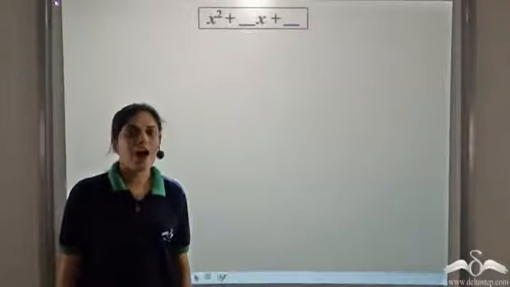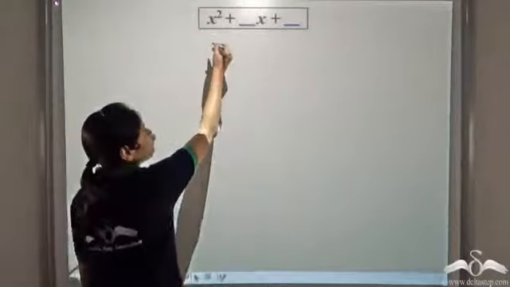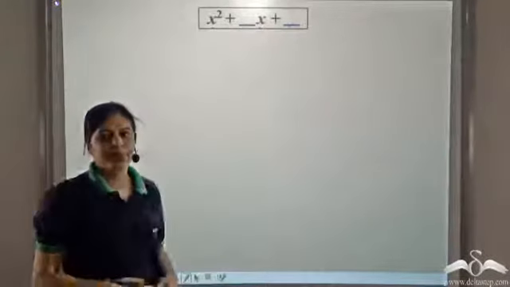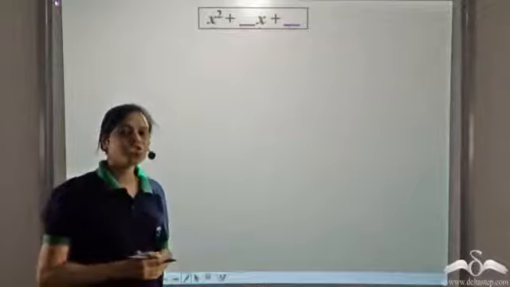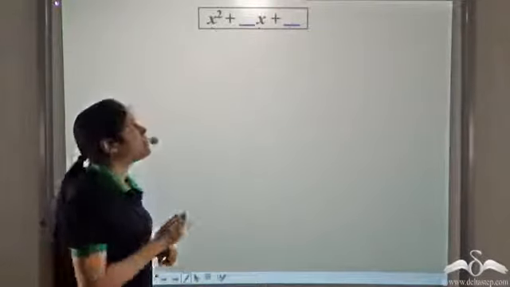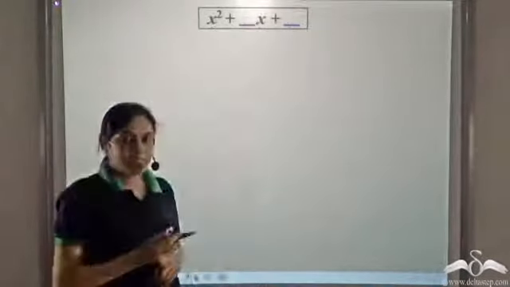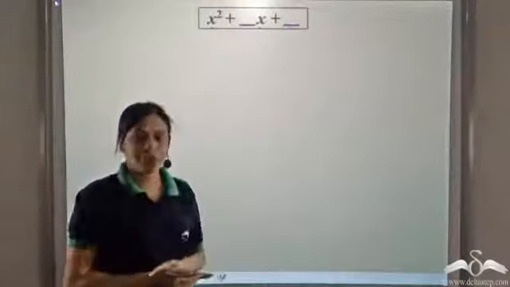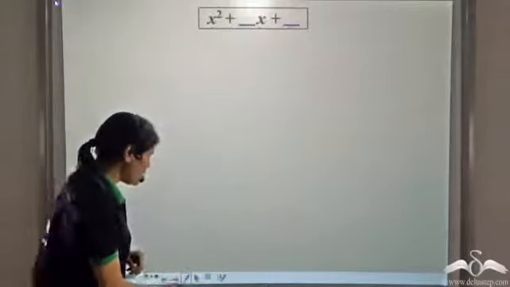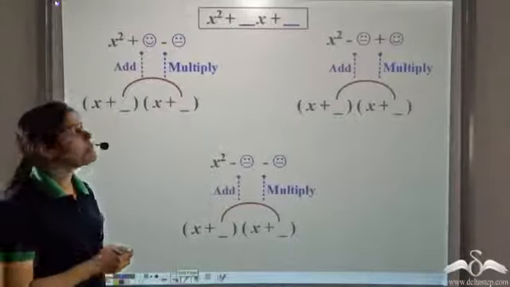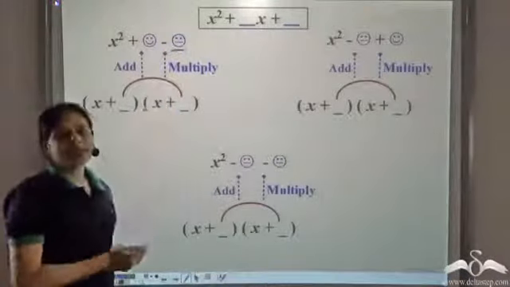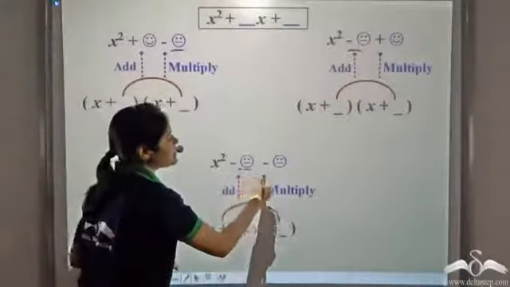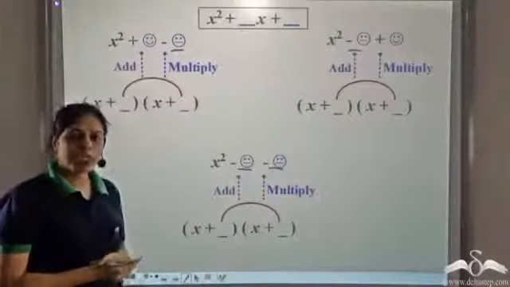We have seen how to factorize expressions of the form x square plus something into x plus something. Here, the coefficient of x square is 1. The coefficient of the middle term, which is x, is positive, and the last term is positive. But you may also encounter problems of the type where the last term is negative, or the middle term is negative, or the middle term and the last term both are negative.